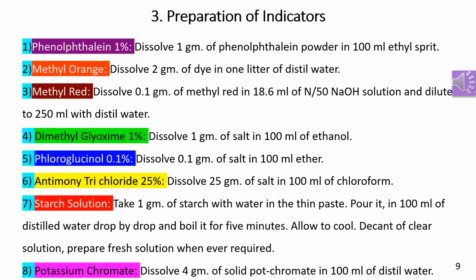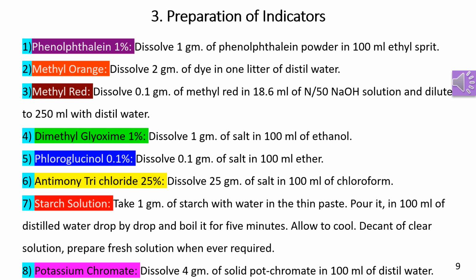Number 2, methyl orange. To prepare methyl orange, we need dye and distilled water. The amount of dye is 2 gram and the amount of distilled water is 1 liter. What is the procedure of preparing methyl orange? We will dissolve 2 gram of dye in 1 liter of distilled water. So that's how the methyl orange will be prepared.